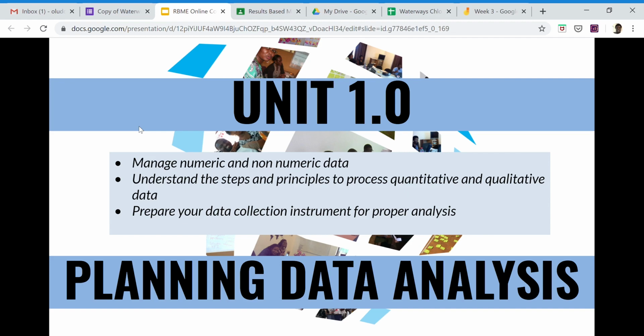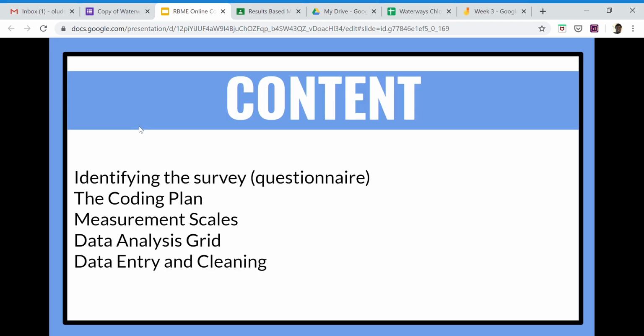So yes, I will be discussing five key things. The first is identifying the survey itself, which is the questionnaire that you have prepared, which is the first step.